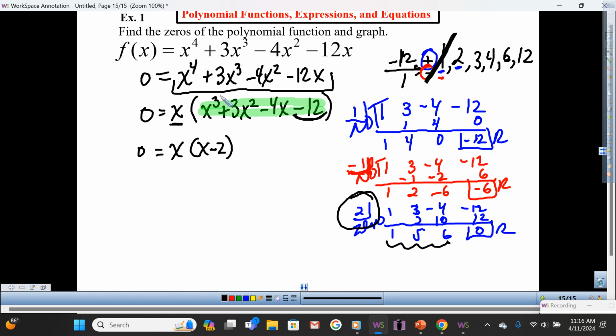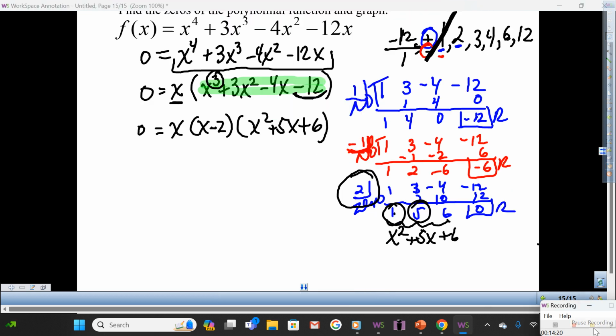We started with a cubic. That means this is what? Tell your neighbor, what is that? Yes, x squared. So what is this? 5x. And then plus 6. So that's going to be my next factor. Copy that.